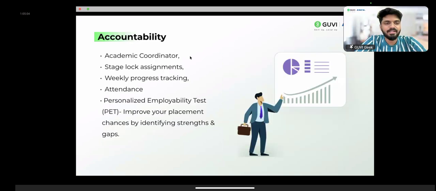Moving on with accountability, yes, you do have a dedicated academic coordinator. You have stage-wise assignments, which means daily task assignments and projects will be given to you. You have weekly progress tracking and attendance tracking as well. And you have a PET, personalized employability test, to improve your placement, soft skill trainings, mock interviews, everything over there.